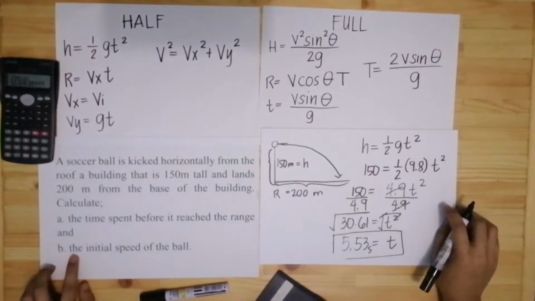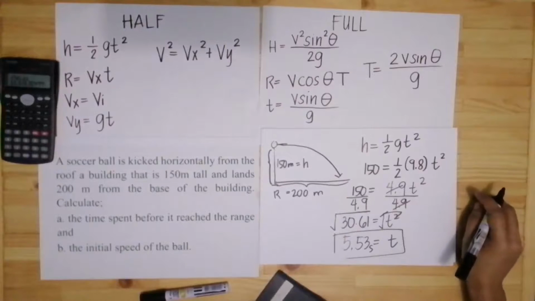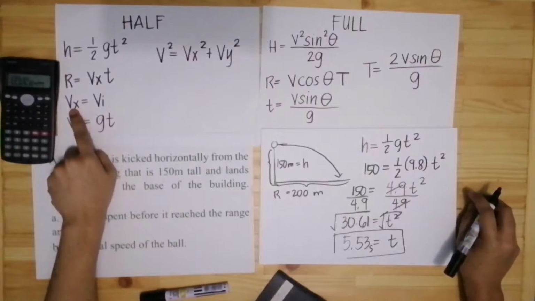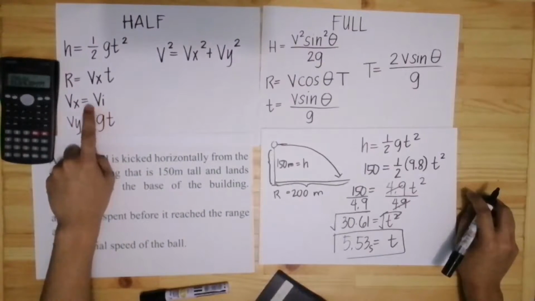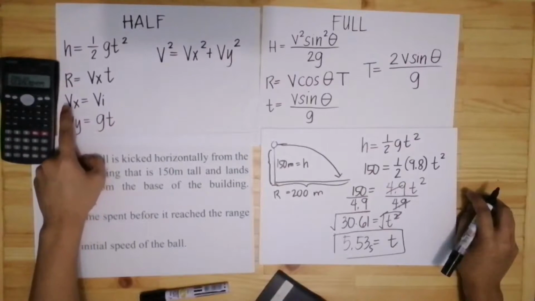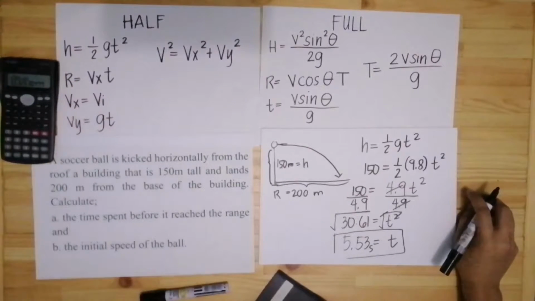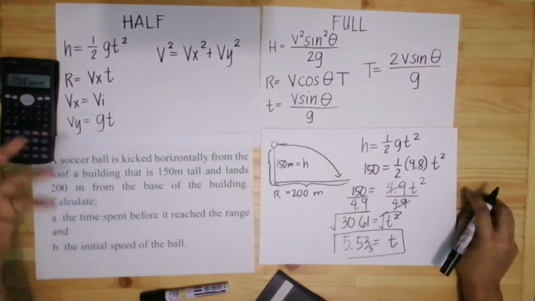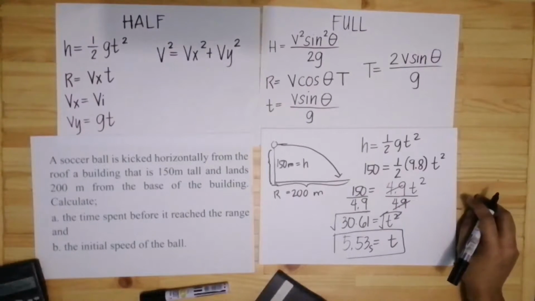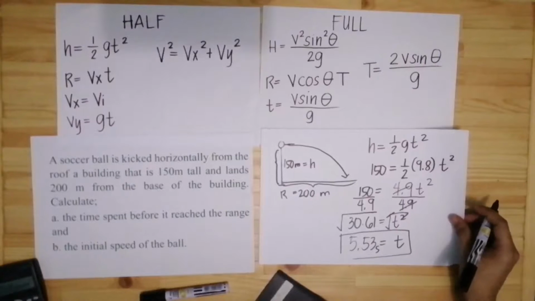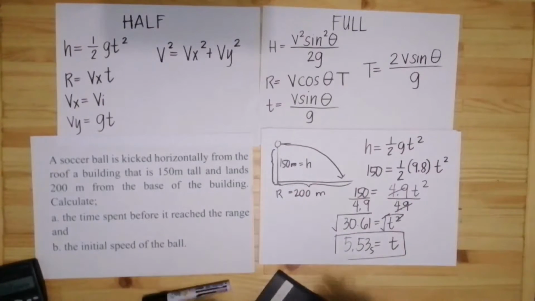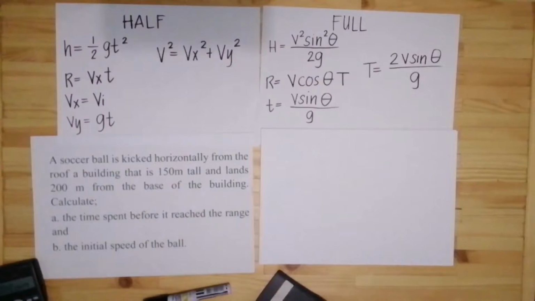What about the B? The initial speed of the ball. So, how to get the initial speed? We just have to get the Vi. Vi ito yon. That is equal to Vx. Wala tayong Vx. So, para makuha natin yon, ang gagawin lang natin is this. Ito muna tayo. The initial speed. So, ang gagawin lang natin, lagi tayo ng another solution dito.